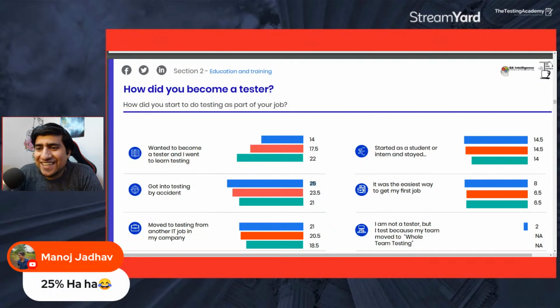So Manoj is asking, is it like 25%? I think it's more than 25%. Manoj, what do you think? It's more than 25%. And if you see, the next one is moved into testing from another IT job.